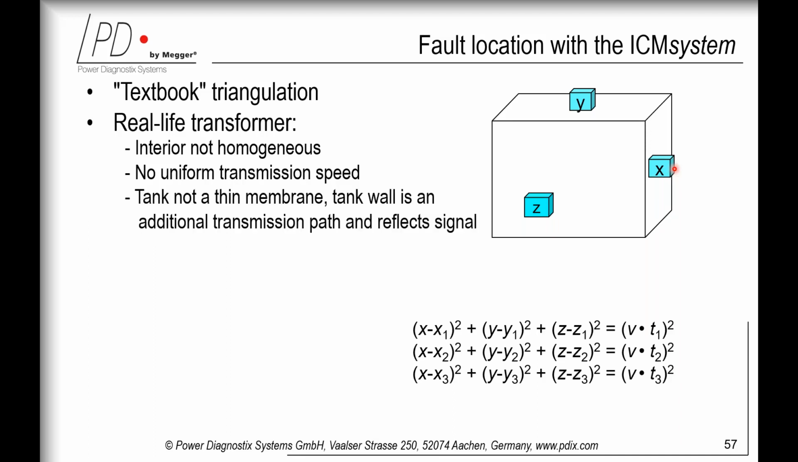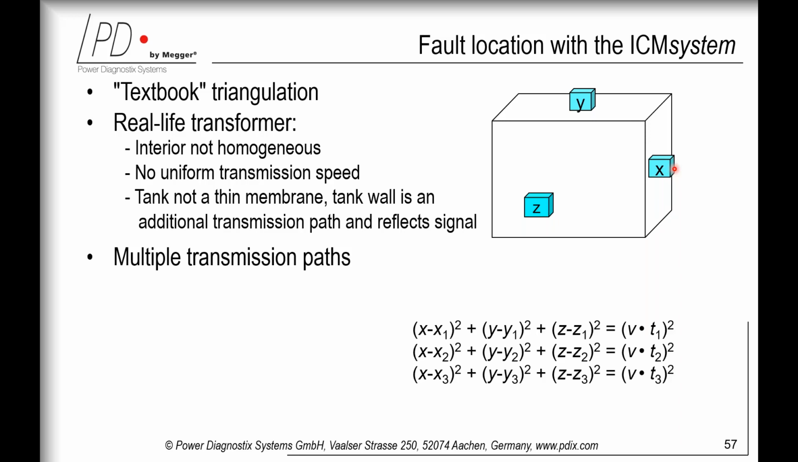Furthermore, the tank wall is not a thin membrane. The tank wall is an additional transmission path for a pressure wave created by the arriving wave traveling through oil, together with the shear wave created by the, let's call it, impact of the wave. Additionally, the so-called inflex also reflects a part of the signal again. Long story short, this leads to multiple transmission paths.